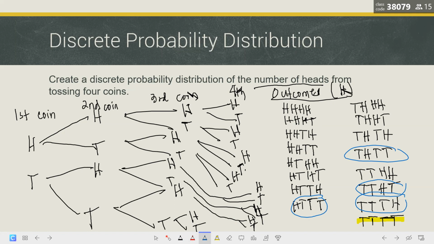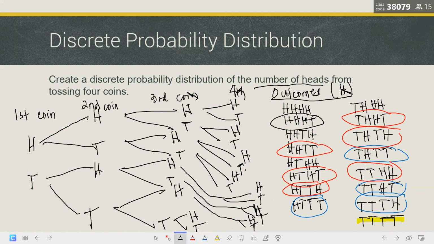4 lang. Ayan. Next, yung dalawang head, sorry, dalawa pala. Yung dalawang head. 1, 2, 3, 4, 5, 6. Okay? Sunod, yung tatlong head. 1, 2, 3, 4. Tapos, isang apat na head. Okay?